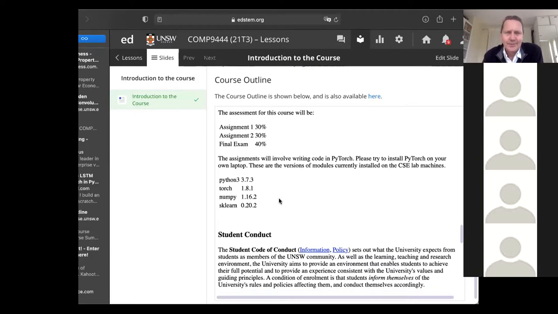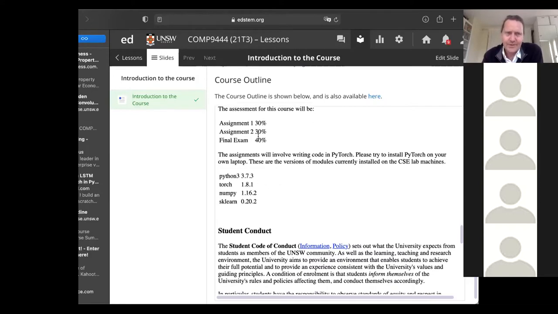But you should be checking to see that, particularly for the second assignment, you should be checking when you submit it. There'll be some checks to make sure it's compatible with what's installed on the CSE machines.